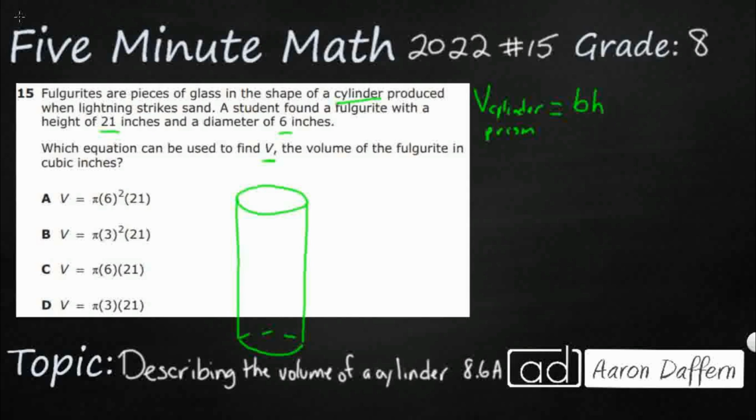What do we know about this? We know that the height is 21 inches. And so that's pretty simple, right? We've got base times 21 inches. But apparently that's not the difficult part, because take a look at all our answer selections. They've all got 21. So we know that the diameter is 6. All right, so I'm going to do it like this, 6 inches.